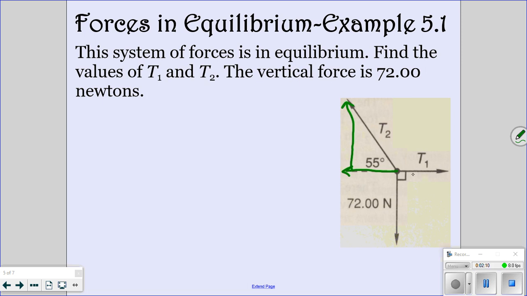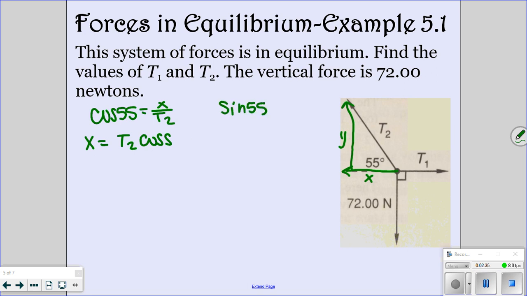So what we have to do is figure out this x value and this y value. And that's found using sine and cosine. So the x, we would do cosine of 55 equals x over T2. And so our x value is going to be whatever T2 is, cosine of 55. For the y, it would be sine of 55 equals y over T2. And so your y value would be T2, I left off a 5 over here, sine of 55. Okay, so that's what these two would be.